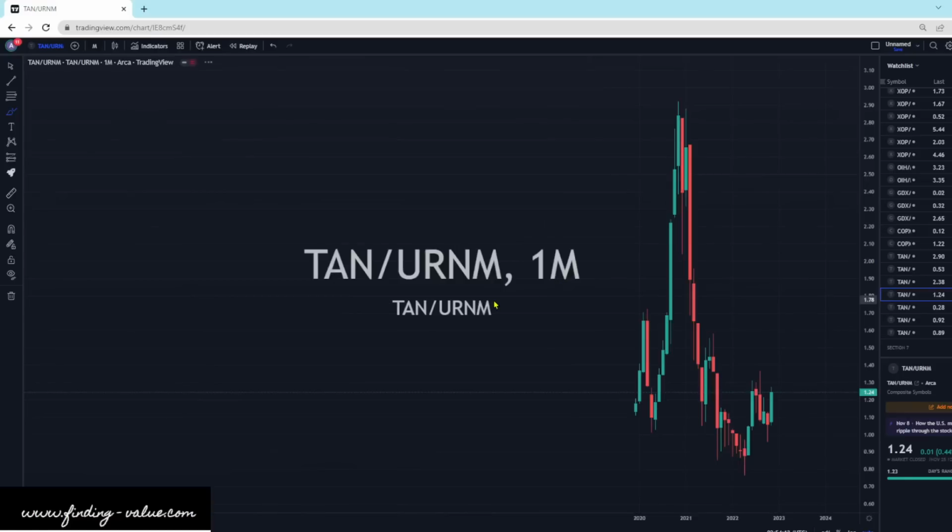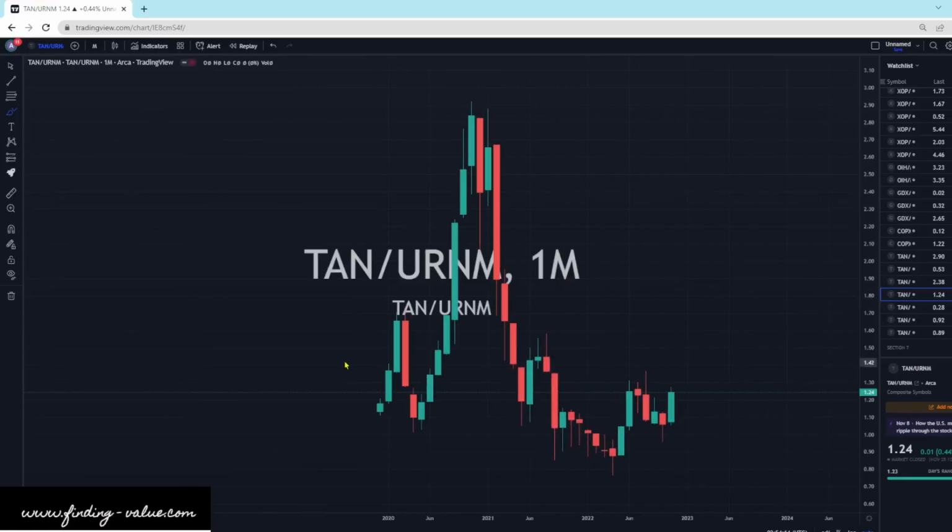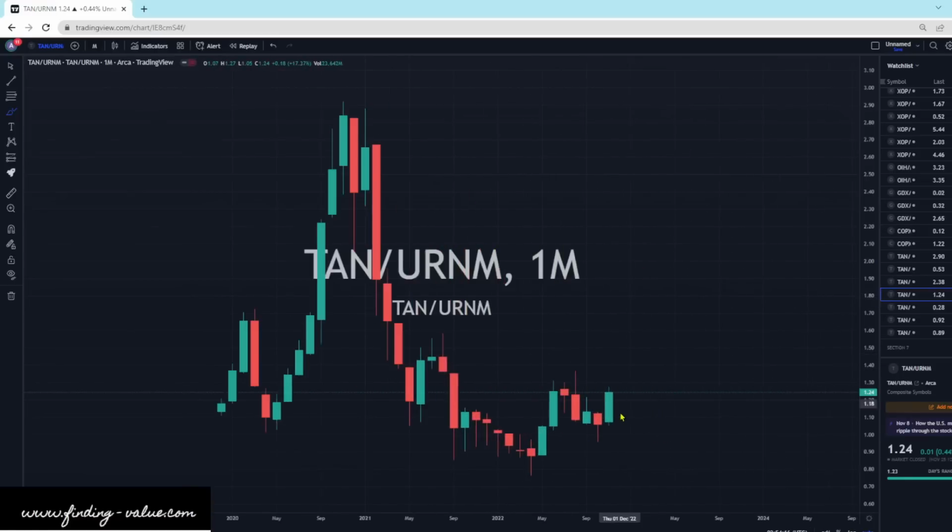Looking at TAN versus uranium, this guy looks absolutely wonderful for actually TAN to rip higher. So TAN is cheap to URNM, given this very small area here that we have for data, but TAN looks good to move higher against URNM. And URNM looked good to beat everything else, which means TAN could still move higher.